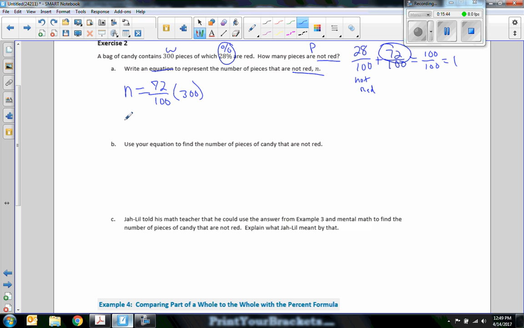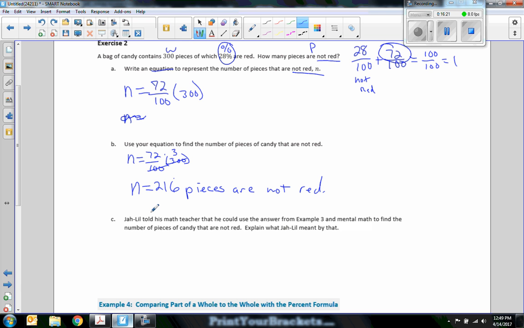So now when I solve this, it says use your equation to find the number of pieces of candy that are not red. Okay, I'll put that down here. So I have N equals 72 over 100 times 300. And then if I cross out 100 and 300, I'm left with 3. So it's N equals 72 times 3. 3 times 2 is 6. 3 times 7 is 21. 216 pieces are not red.